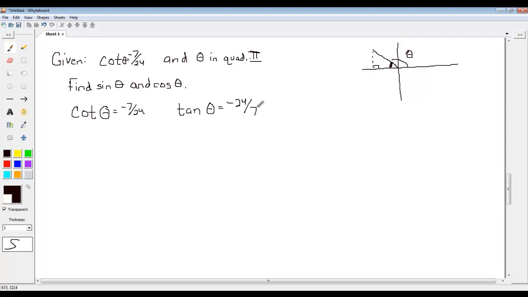I don't know if we're going to use that quite yet. I have to think about this. We know our cotangent, and we're trying to find sine and cosine. We've got some different identities. We know cotangent equals cosine over sine. But the problem is we can't say that the cosine is negative 7 and the sine is 24, because that's out of our range for one thing. It's probably negative 7 over something and 24 over something, but we don't know what that something is. So we've got to be really careful here.